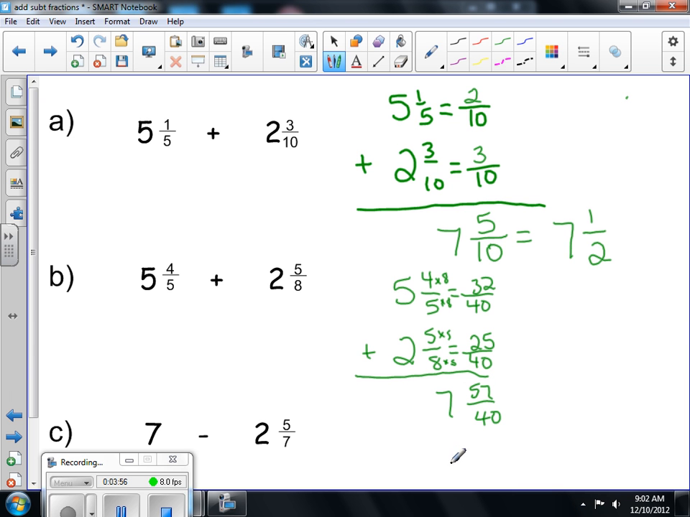7 and 57/40. Now, what's wrong with that? Okay, this is improper. How many times will it go? 1 and 17/40. What do I do with this 1? Add it to your 7, so I end up with 8 and 17/40 as your final answer.